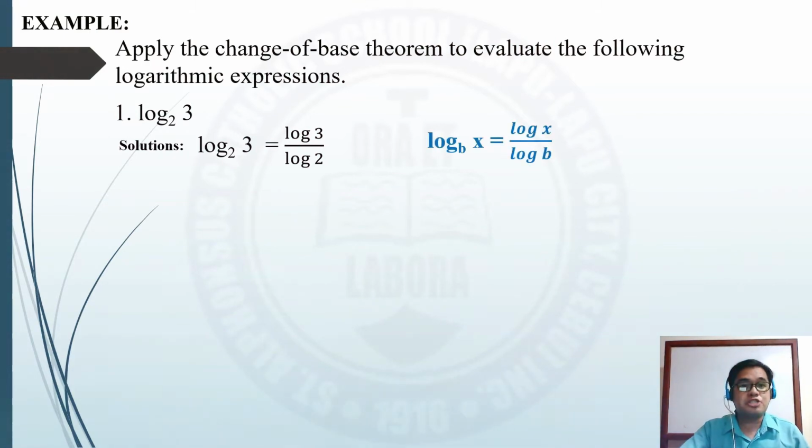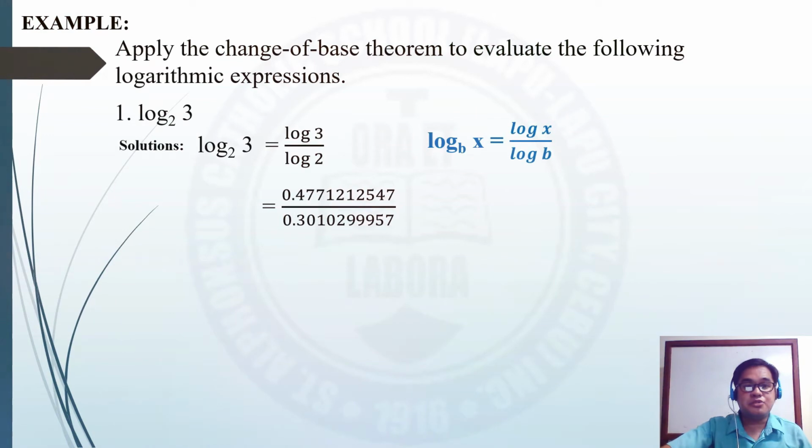Because according to the change of base theorem, for every logarithm of x to the base b, it is equal to the logarithm of x over the logarithm of b. So we have this equivalent value. Now, get the equivalent value of the logarithm of 3 using your calculator. So we have 0.4771212547 over, get the value of our logarithm of 2 using your calculator as well.